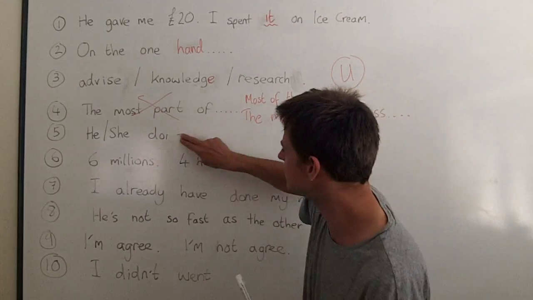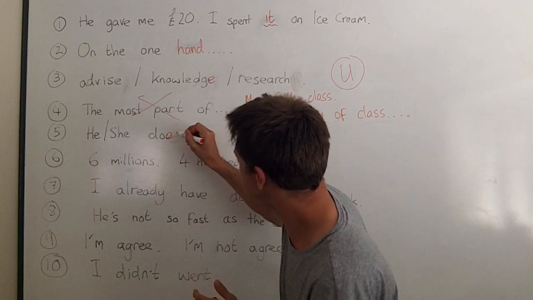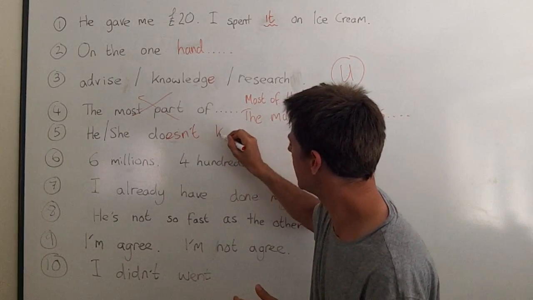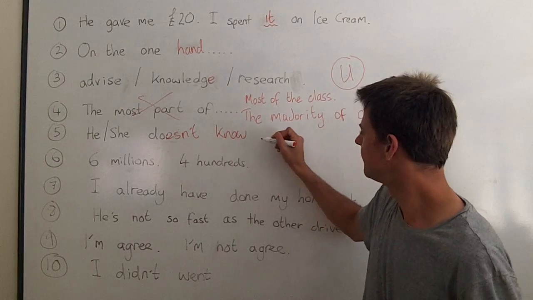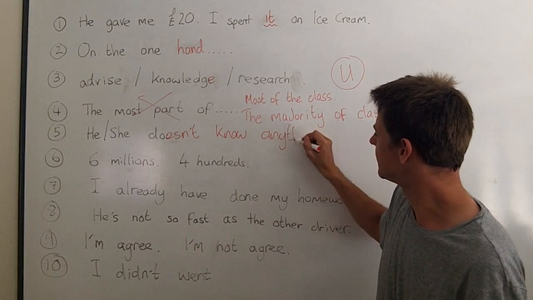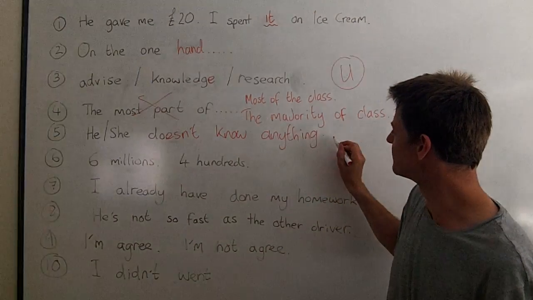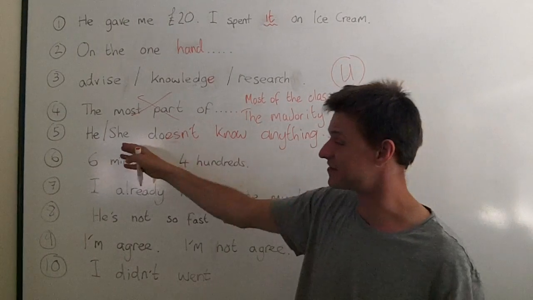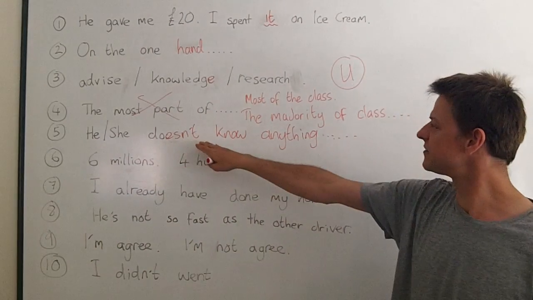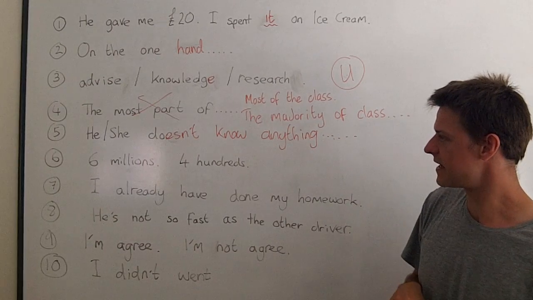She doesn't know anything, or he, anything. If you want, they're making 2 mistakes in one sentence there. They're saying she don't and then nothing. She doesn't know anything. Okay?